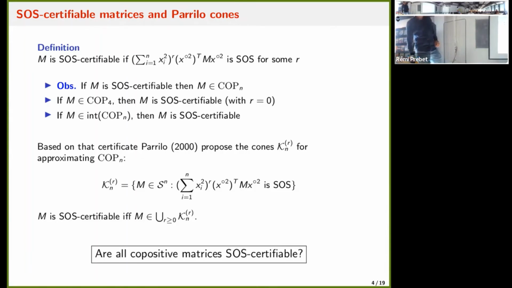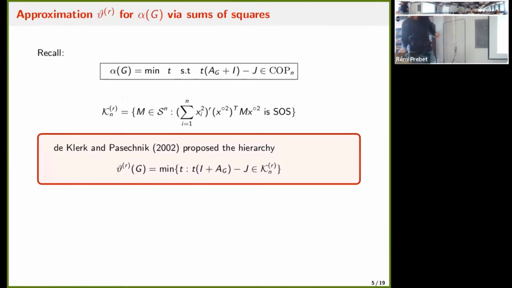Okay. So then we have the following question: are all copositive matrices SOS certifiable? And this is motivated by the following. Now I'm going to talk about the stability number of a graph, and some conjectures related to the question that I posed before. We have the formulation of the copositive cone for alpha: alpha is the minimum t such that the matrix t times A_G plus I minus J is copositive.